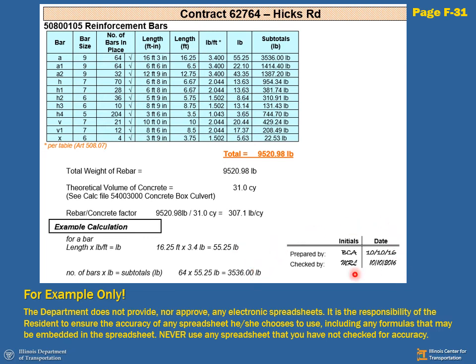Here I've got my initials and dates. This was an I-Cores project. They printed this out and they manually initialed and dated. If this was in CMMS, these could be typed in, initials and dates. Want to bring this to your attention: the department does not provide or approve any electronic spreadsheets. It's up to the individual user to make sure all of your calculation cells are performing what they're supposed to.